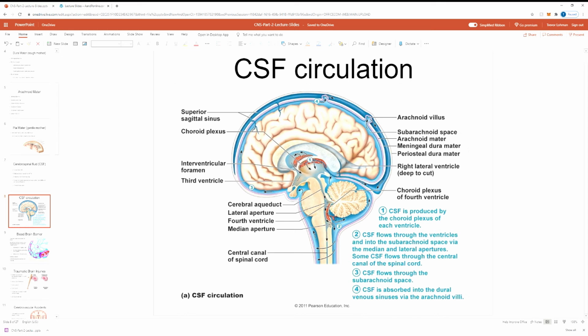If you remember ependymal cells, it was a type of glial cell that is ciliated, and those cilia move and push this fluid slowly through the brain and around the brain.